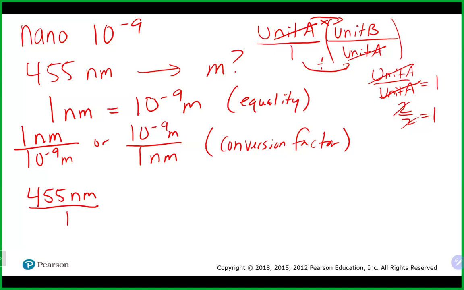And that makes the decision of what conversion factor I should use pretty simple, because which conversion factor here has nanometers on the bottom? The one on the left or the one on the right? It is this one, right? This is the one that has the nanometers on the bottom. So that is all I need to do, is this move right here.